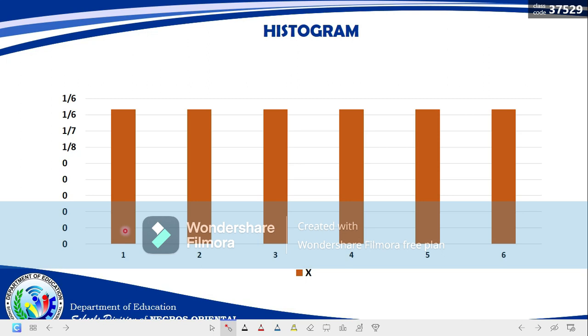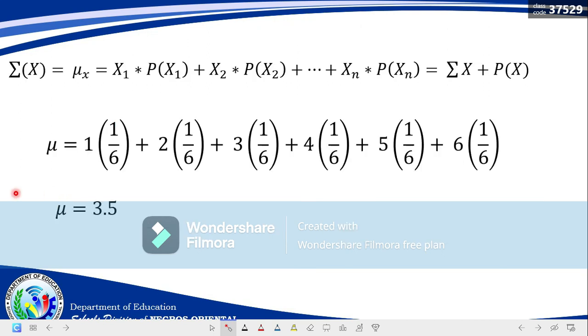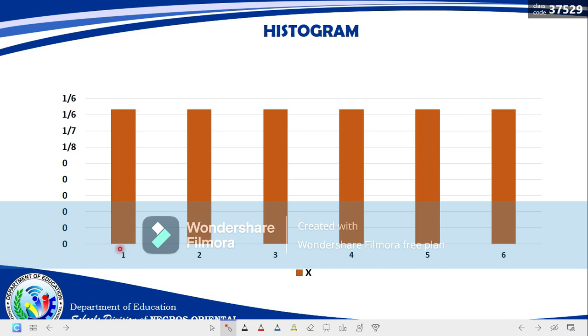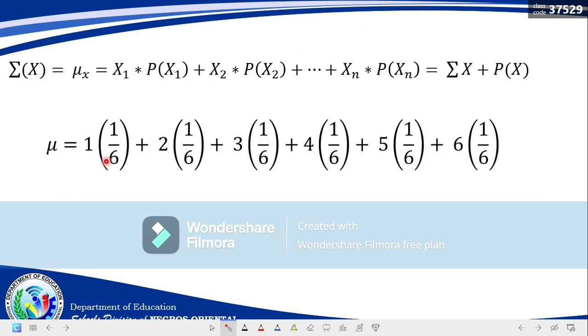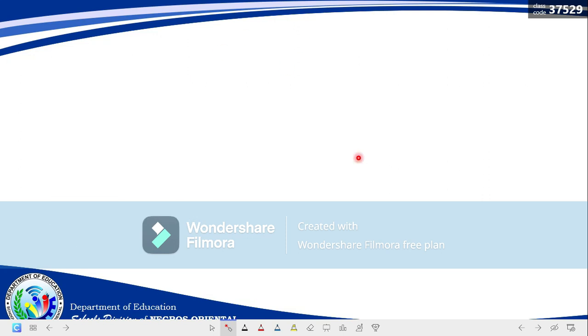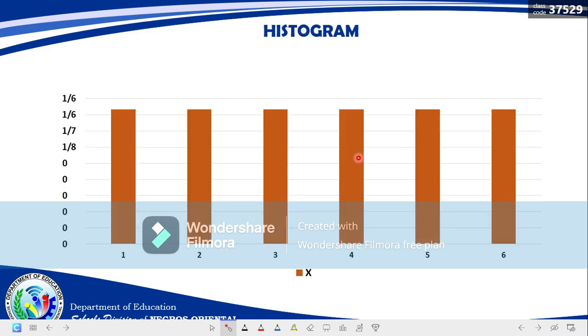So let's have the histogram, on how it is presented in a histogram. The resulting value of the mean is 3.5, so the average tends to be close to 3.5. This also implies that the more rolls we do, the closer the average will be to 3.5. Based on this table, if we express it using the histogram, it looks like this. We have 1 over 6, and these are the die, rolling a single die with numbers 1, 2, 3, 4, 5, 6. And our mean is 3.5, so that's why we have it here.